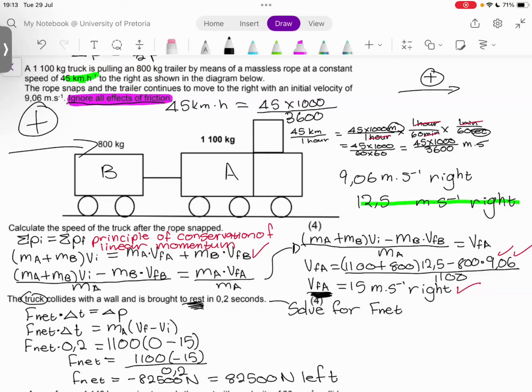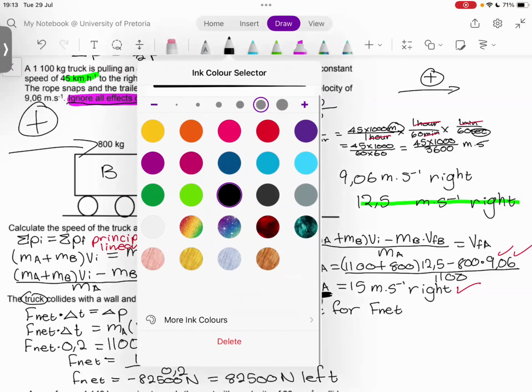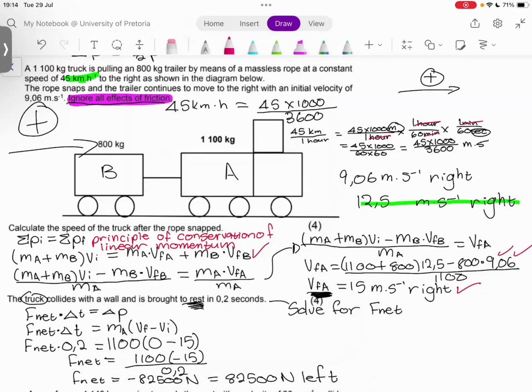Cool. How are we with this question? For a question like this, the mark breakdown will be as follows. We get a mark for expanding our impulse equation. Our second mark comes from the left side of the equation. Our third mark comes from this right side of the equation. And our final mark would come from the final answer, which is 82,500 newtons left.